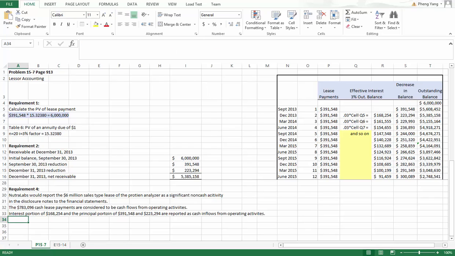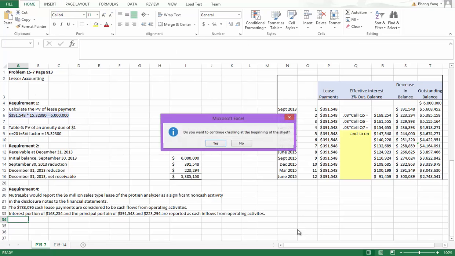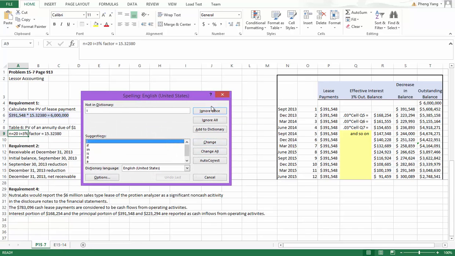Okay. Double check here. Yes, we're going to change that, change that, change that. Portion change.